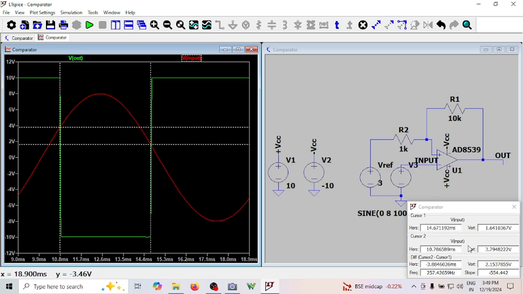This is cursor 2. It is 3.79. 3.79 is VTH. VTL is the first cursor, which is 1.64. So this is for R1 as 10k, R2 as 1k, and a V reference of 3 volt. Can you see both have become positive?